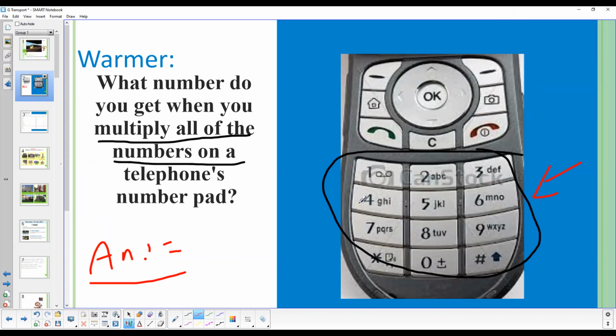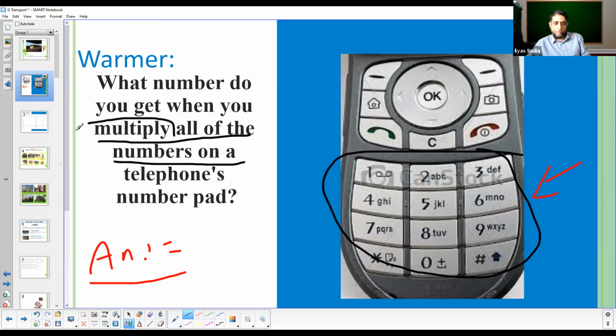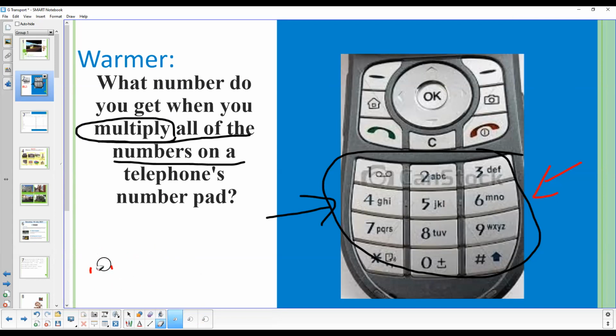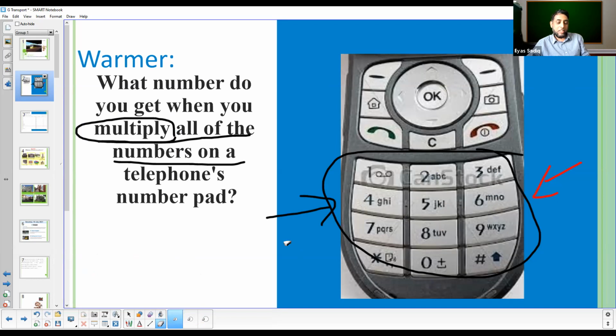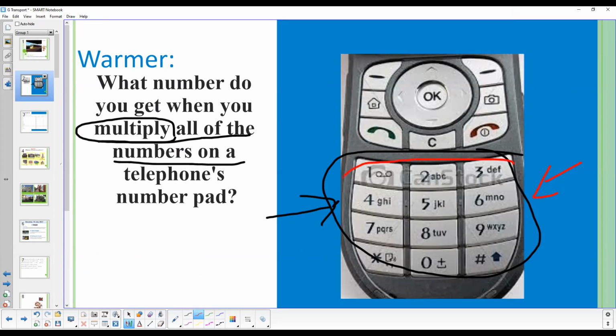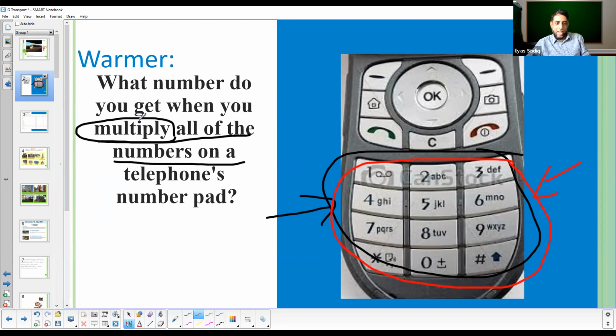If you don't understand the question, you can ask me, isn't it? So multiply, it means dial all the numbers together, or multiply? This is what I said. If you multiply all these numbers on the phone pad, what would be the answer? No dialing. Multiply all these numbers. I think it will be 45. Like 45.